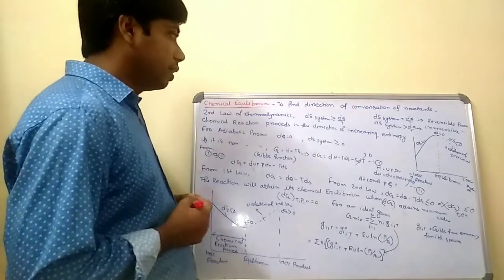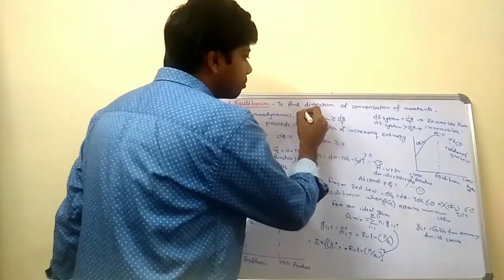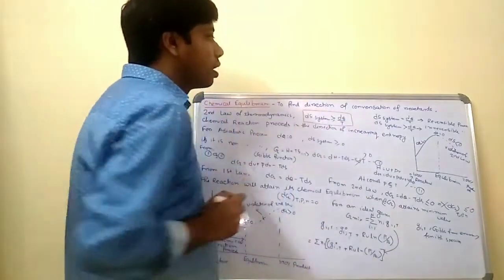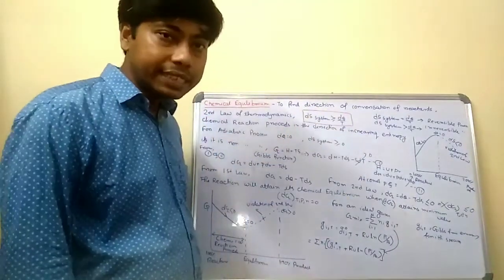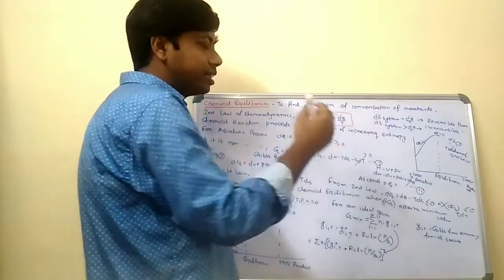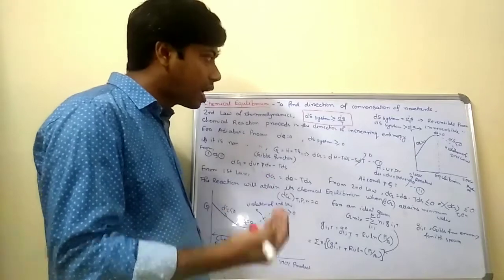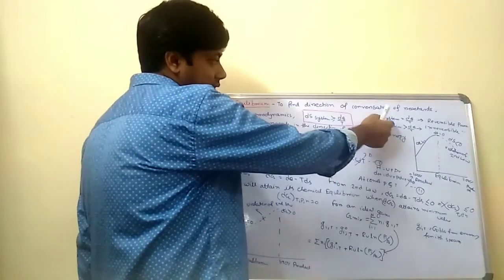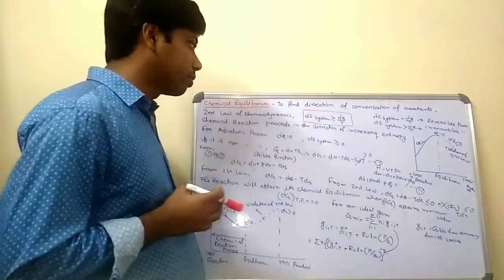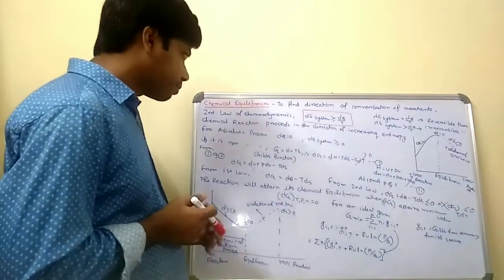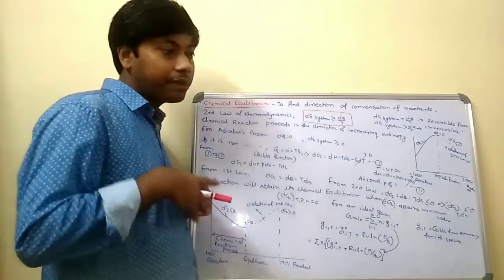These are general equations which indicate that dS system is greater than or equal to dQ by T. If dS system is equal to dQ by T, then the process is a reversible process. And if dS system is greater than dQ by T, the process is called an irreversible process.